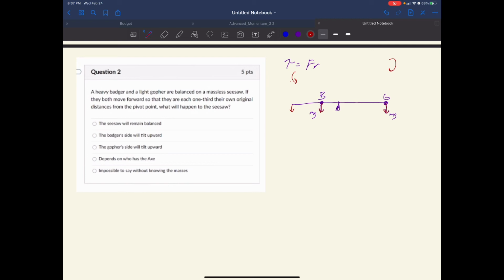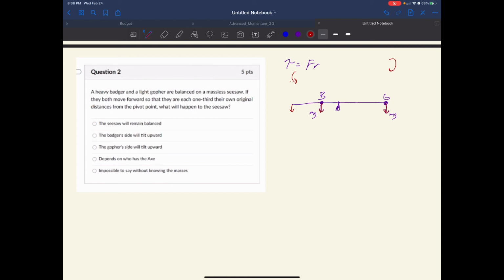Since torque is equal to the force applied times the radial distance away, the badger has a higher force because of higher mass. I'm taking a lot of time to explain something that you probably just know intuitively, which is if they're going to be balanced, the heavier object has to be closer to the fulcrum. That's all I'm trying to say, but I'm telling you the physics of why that is.